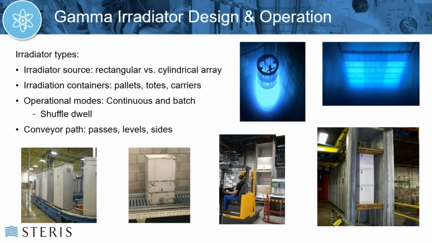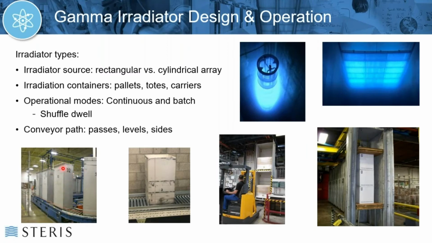Irradiator sources can be in several different types of orientations. So here you see a rectangular source rack, which is most common for STERIS irradiators. And then here you see a cylindrical array. There are several different containers we can use to process product. So here you see carriers. These particular ones have false bottoms.